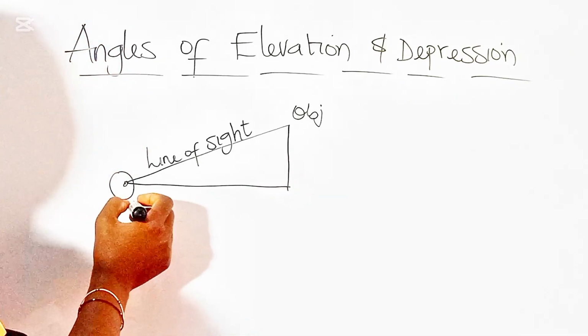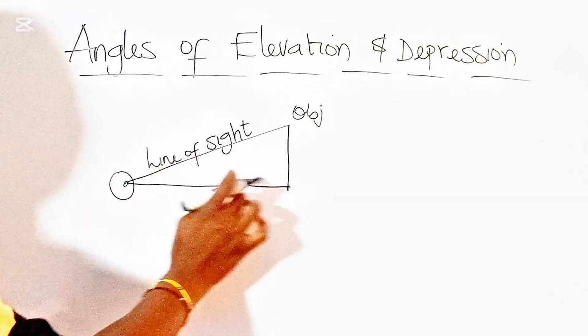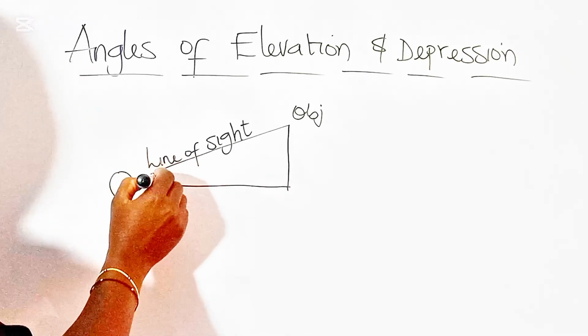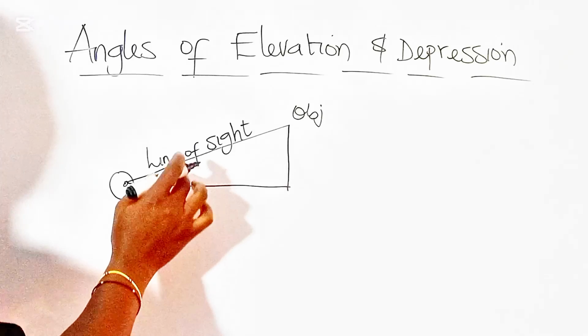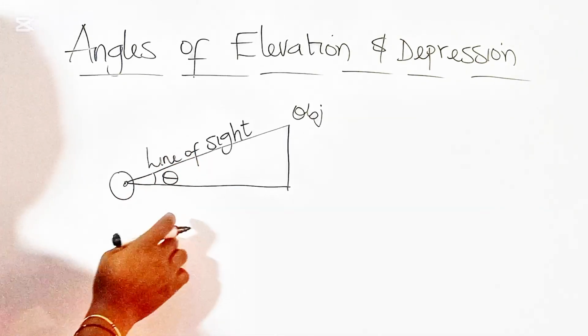The angle of elevation is that angle that is formed between the line of sight and this horizontal. So here, this angle formed here is called the angle of elevation. While the angle of depression is this.